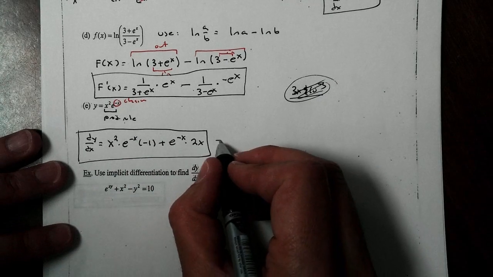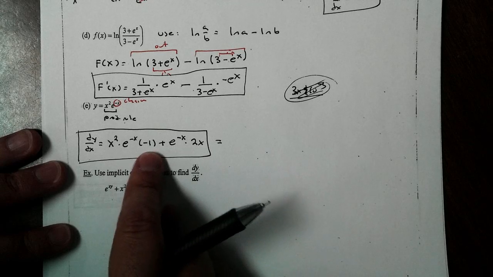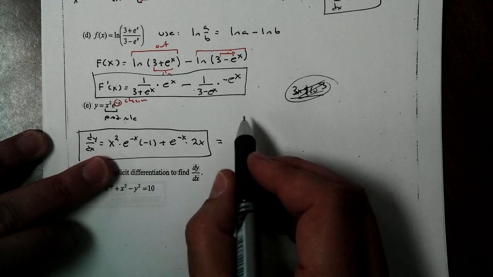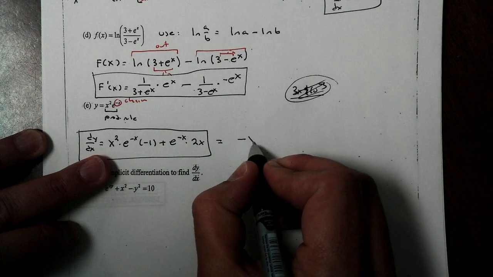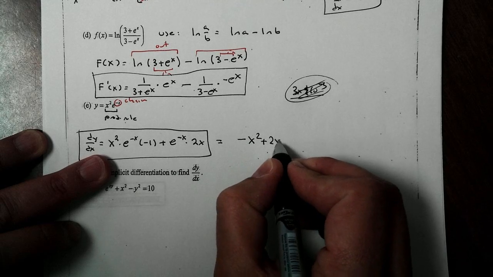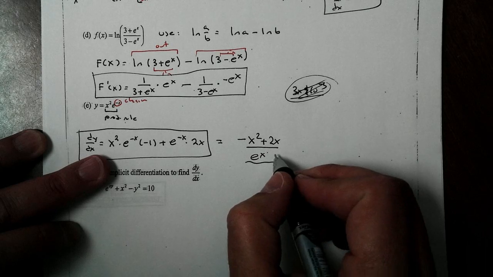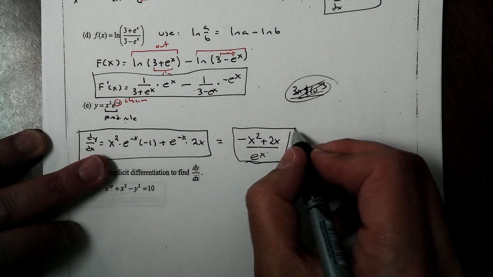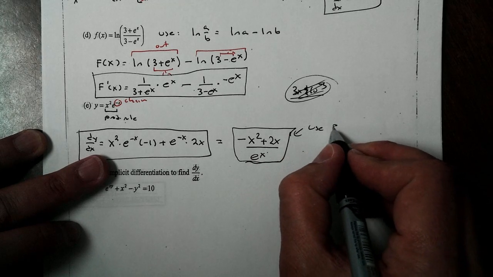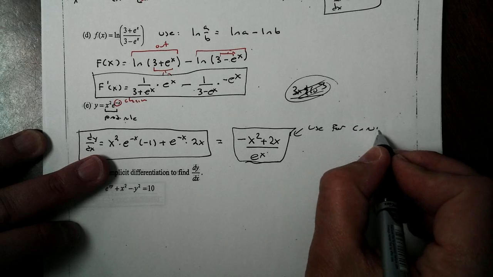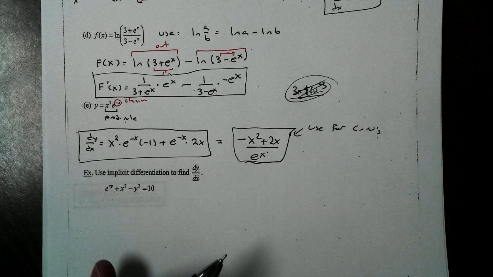But if you don't like it, since they both have an e to the negative x, I can put them both on bottom. And you would get negative x squared plus 2x all over e to the x. They have a common denominator then. And this is what I would use for critical numbers right there. All right.